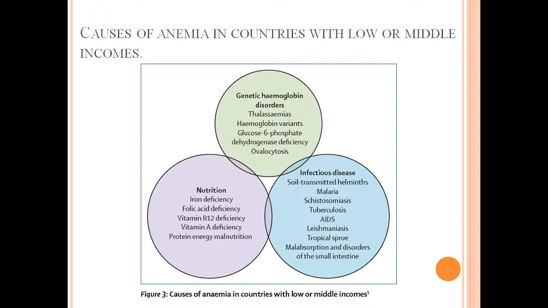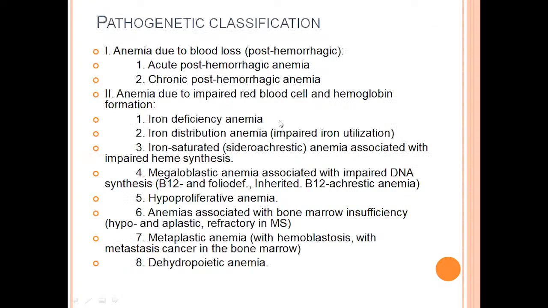Causes of anemia in countries with low or middle incomes. Each of them is important. You see, the first one is genetic hemoglobin disorders, the second one is nutrition, and the third one is infectious diseases. They can cause anemia by themselves, but sometimes they can be combined and cause anemia together. Sometimes we can see a patient with thalassemia and, for example, vitamin B12 deficiency, and we see that he will have anemia.